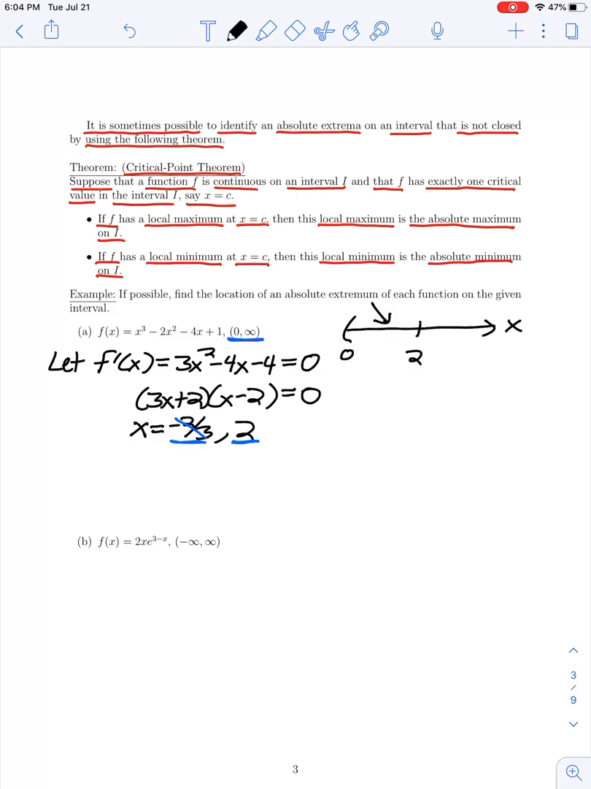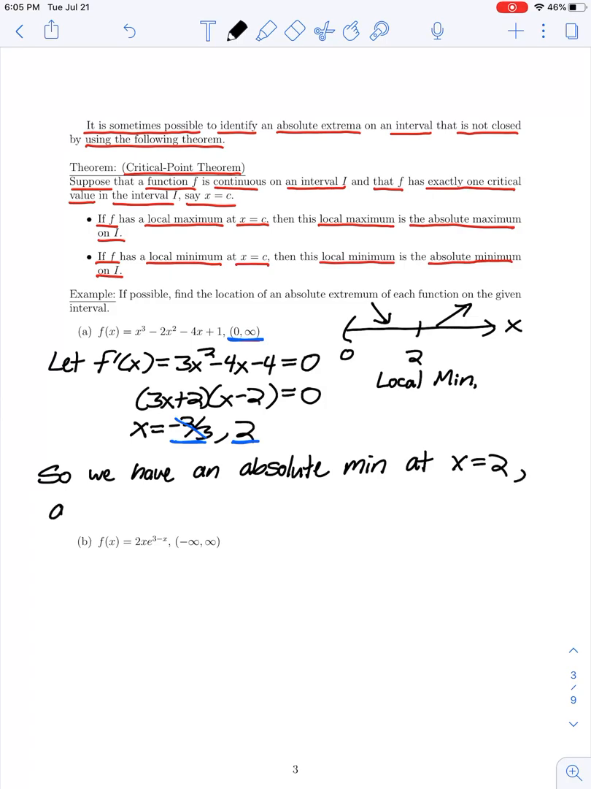And then to the right of 2, we could take x equal to 3, which would give us a positive value for f prime, and our function is increasing. So since we change from decreasing to increasing at x equals 2, that means we have a local minimum at x equals 2. But the critical point theorem says, if we only have one critical value in that interval, in this case 2, and we have a local minimum there, it must also be an absolute minimum over that interval. So here we could say we have an absolute minimum at x equals 2.